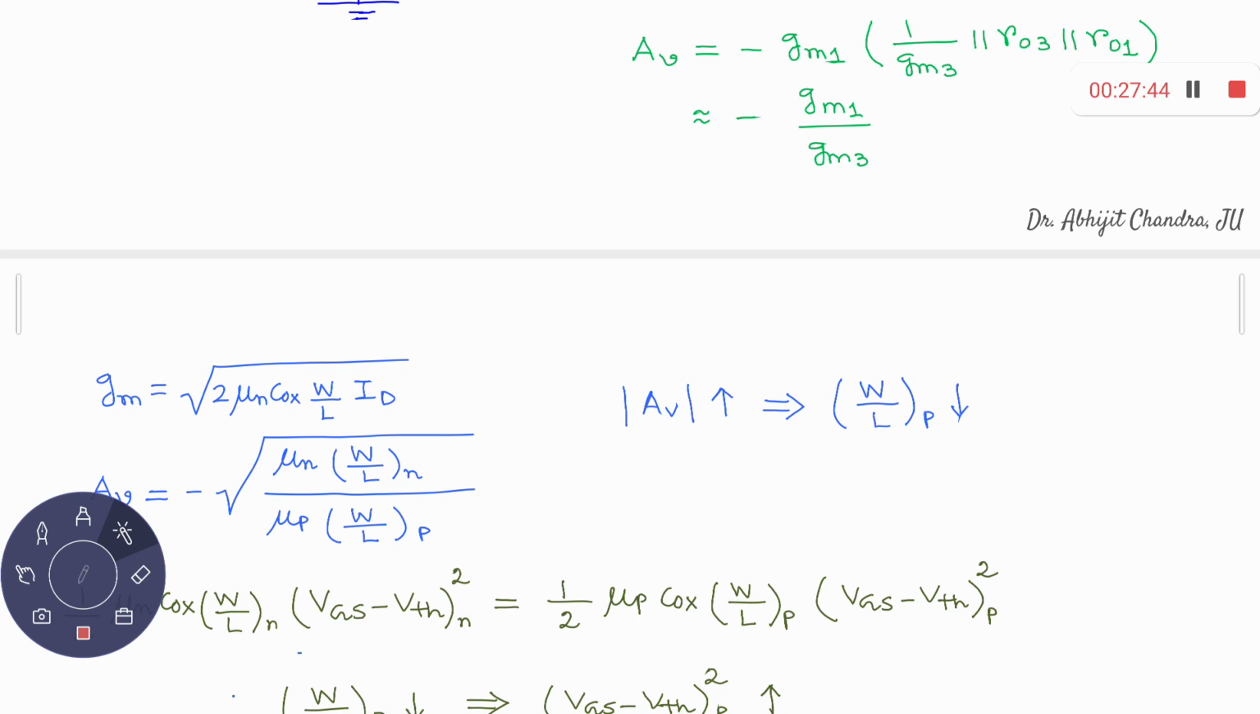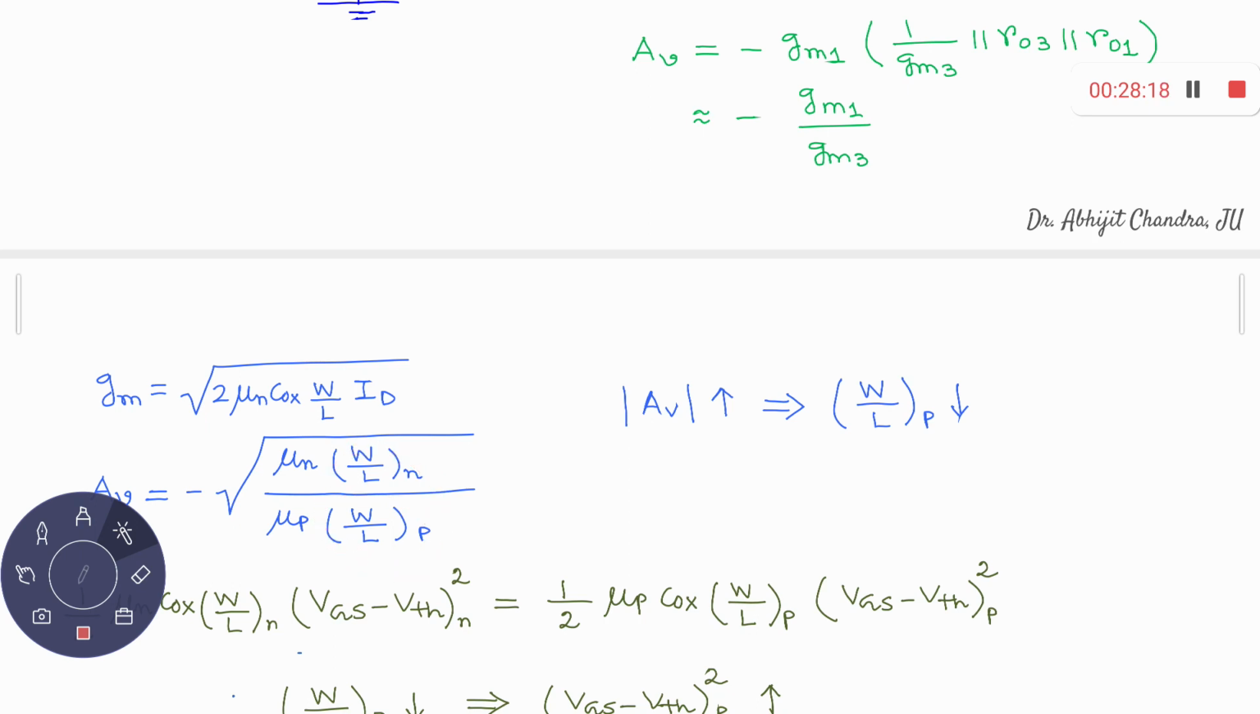Now suppose you would like to make this voltage gain large. Obviously one of the objectives is to make the voltage gain stable. At the same time, the voltage gain should be large and stable. For the stability, you have used this diagram. But for increasing the gain, what you need to do? You don't have any control over this mu n upon mu p. This is not under your control. So what you can do is play with this W by Ln upon W by Lp calculation.